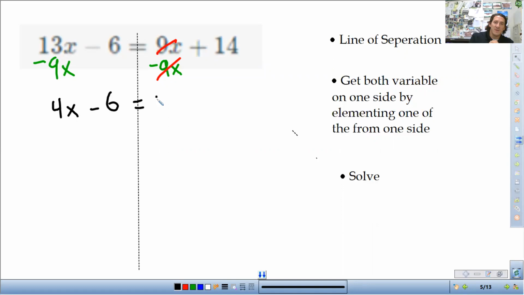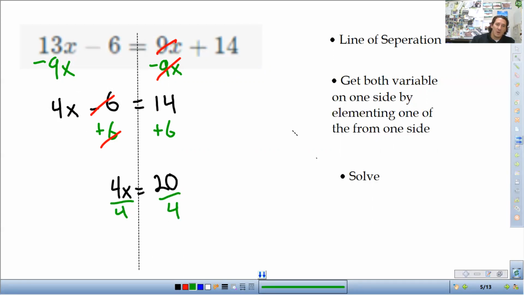Now, once you're here, this is like a normal two-step equation. You can start eliminating the things on the same side as the x. So I'm going to eliminate the 6. I'm going to add 6 to both sides. Minus 6 plus 6 cancels out. And I get 4x is equal to 14 plus 6 is 20. And then last step, eliminate the 4 by dividing both sides by 4. So the 4's cancel out. I get x is equal to 5.